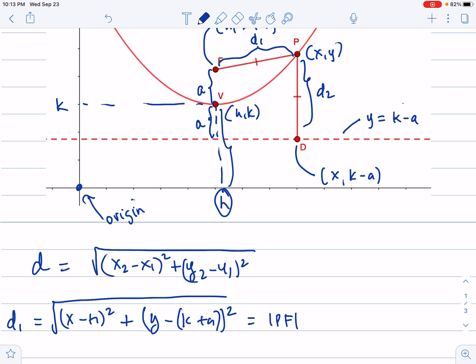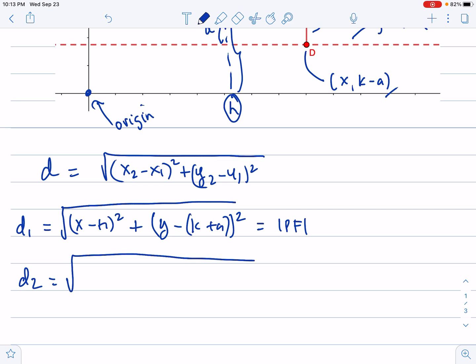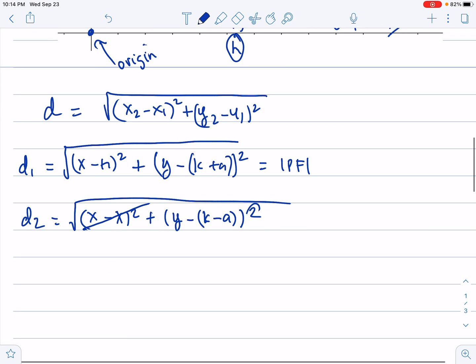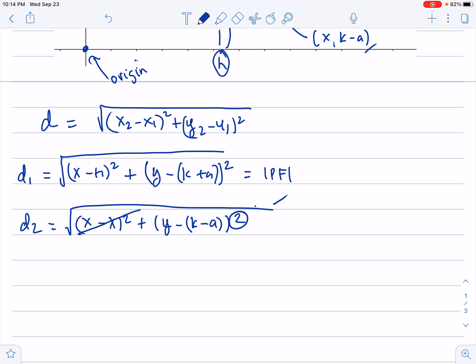For D2, pareho yung x natin, di ba? Ang mini-measure natin ay ito from here, yung y. No? So, yung x natin ay pareho. That's (x − x) squared plus (y − k − a) squared. So actually this is already 0. Alright? Or since may square na siya, pwede mo na actually tanggalin yan. No? May square ka, tapos may square root. So you can remove that already.